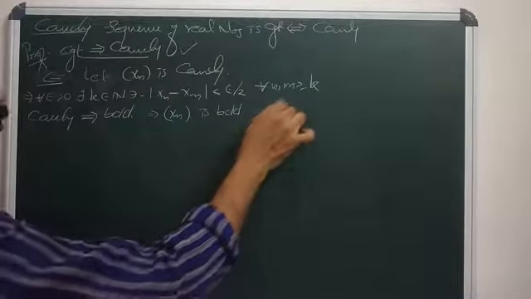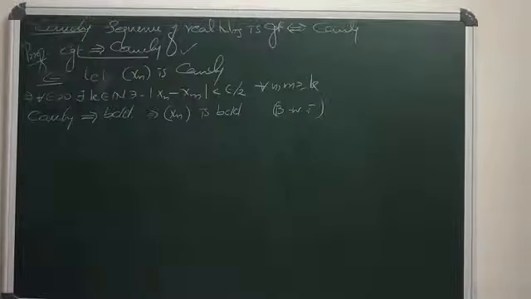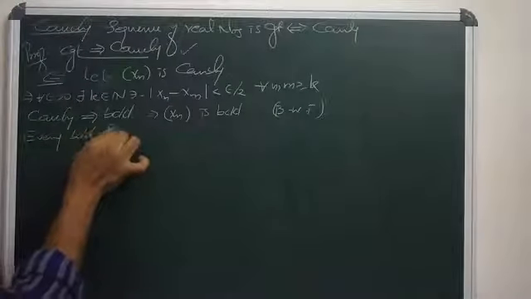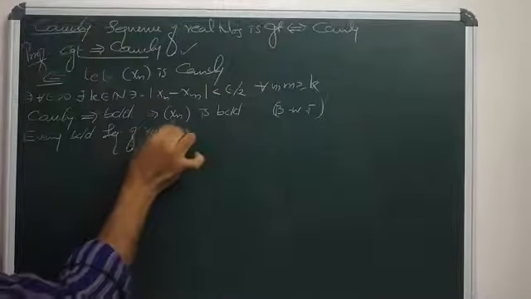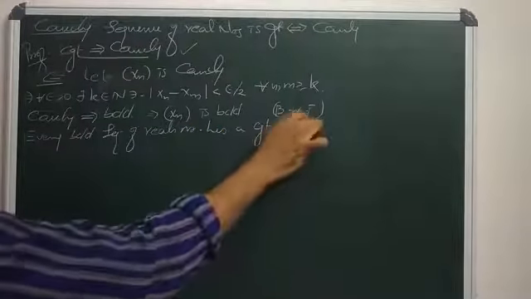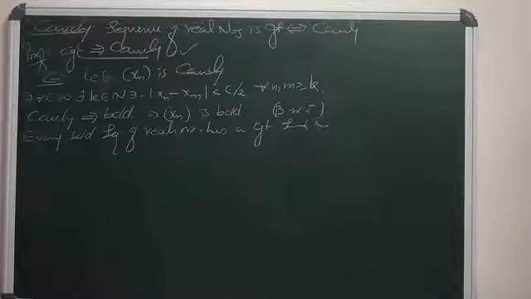But by the Bolzano-Weierstrass theorem. What is the Bolzano-Weierstrass theorem? The Bolzano-Weierstrass theorem says that every bounded sequence of real numbers has a convergent subsequence. Every bounded sequence of real numbers has a convergent subsequence. Okay, a convergent subsequence.